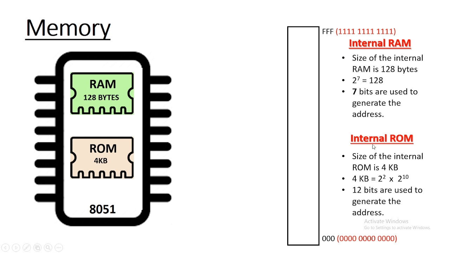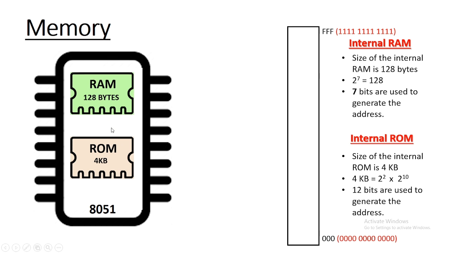Then there is an internal ROM. Internal ROM is of 4 KB, 4 kilobytes, and to access 4 kilobytes, 12 bits are used to generate the address. So address ranges from 000H to FFFH.